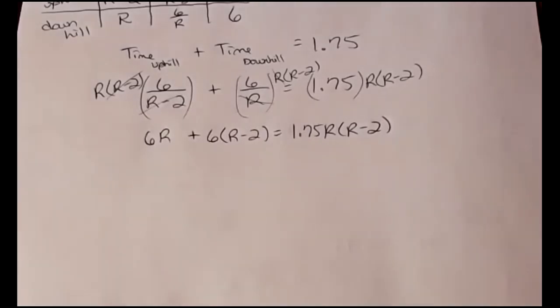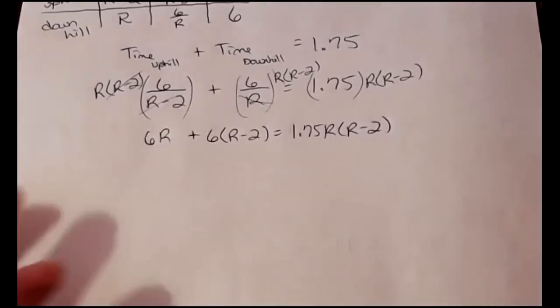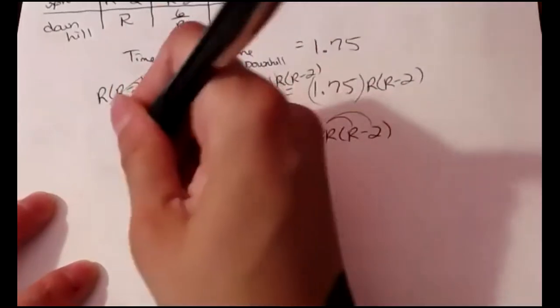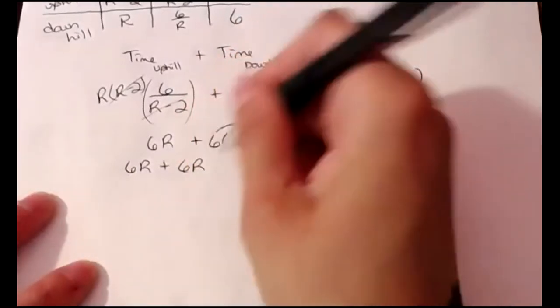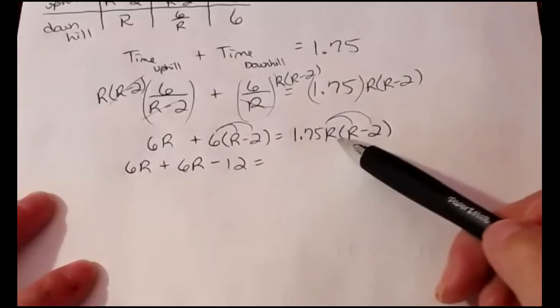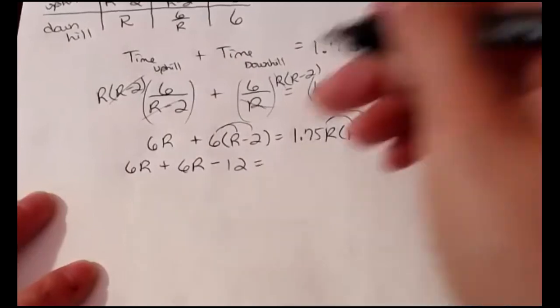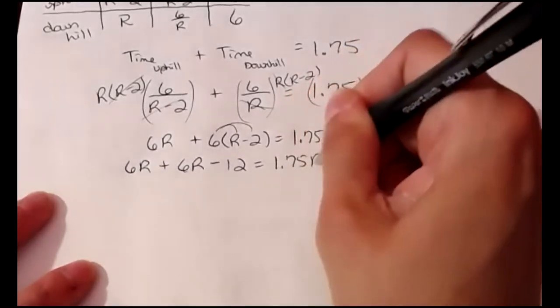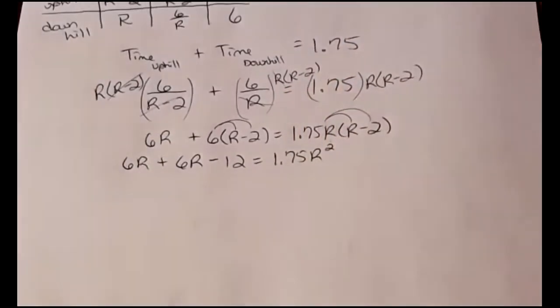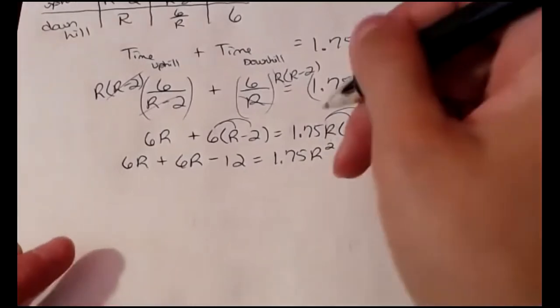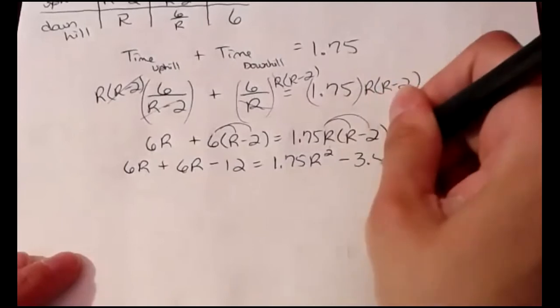Logically, our next step is to distribute to drop parentheses. We don't want to leave parentheses anywhere. So we want to open all of this up. So we have 6r plus 6r minus 12 is equal to, now remember, you're distributing 1.75r, not just r. So 1.75r times r is 1.75r squared. And then we have 1.75 times negative 2r, which is going to give me negative 3.5r.